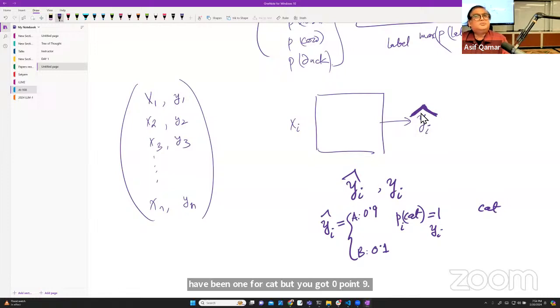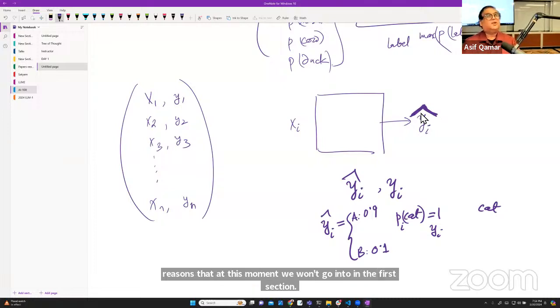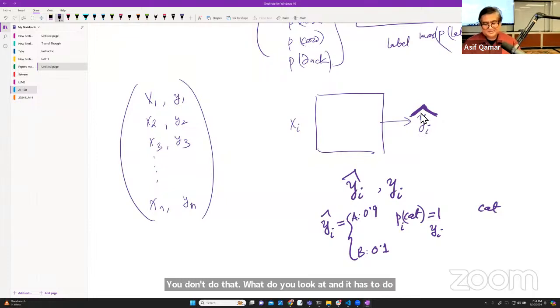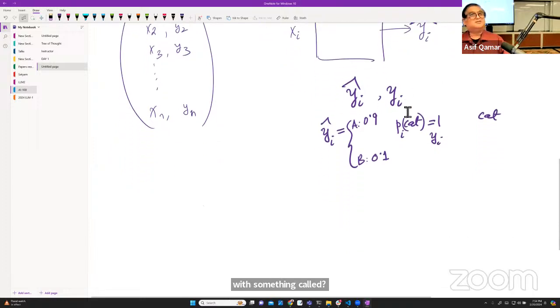So now you may be tempted to say, okay, let's take the difference, right? But for mathematical reasons that at this moment we won't go into in the first lecture, you don't do that. Right? What you look at has to do with something called the maximum likelihood estimator, and there's a bit of mathematical theory, but I'll try to condense all the theory into some very intuitive ideas.